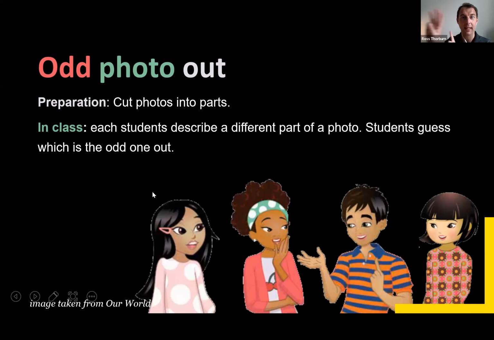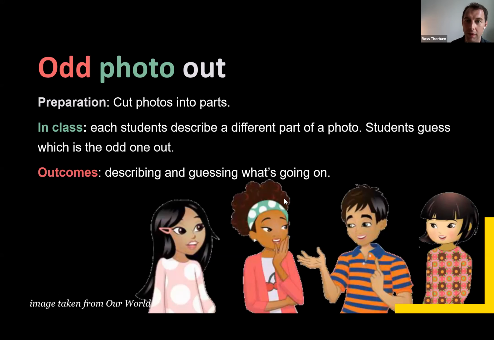And then in class, give each student a different bit, and students have to describe their parts or what they're looking at, their photo, and then students guess which part is the odd one out. Okay, so everyone's looking at a different bit. We've got 3 parts from the one photo, but students don't know which, and they have to guess from the descriptions which one is the odd one out. And I think this is good, obviously, for describing, but it's also good for getting students to guess what's going on, some critical thinking, obviously, and inferencing and things like that as well.